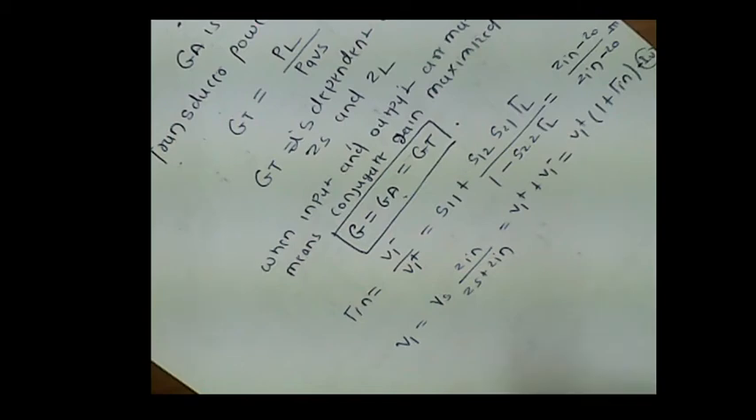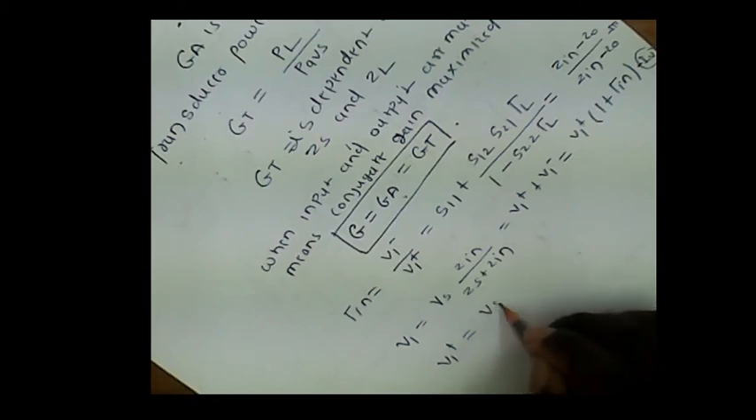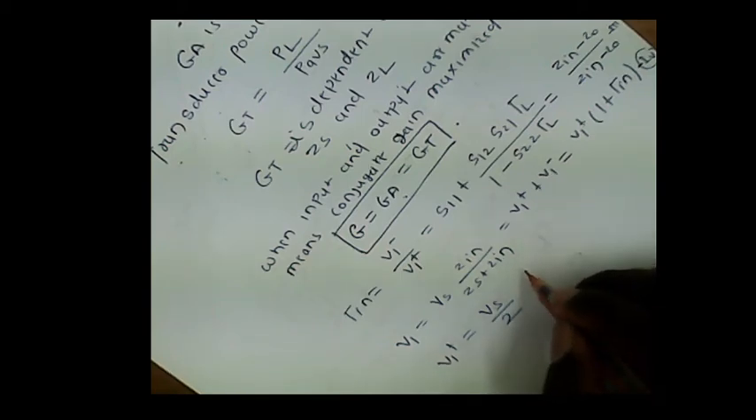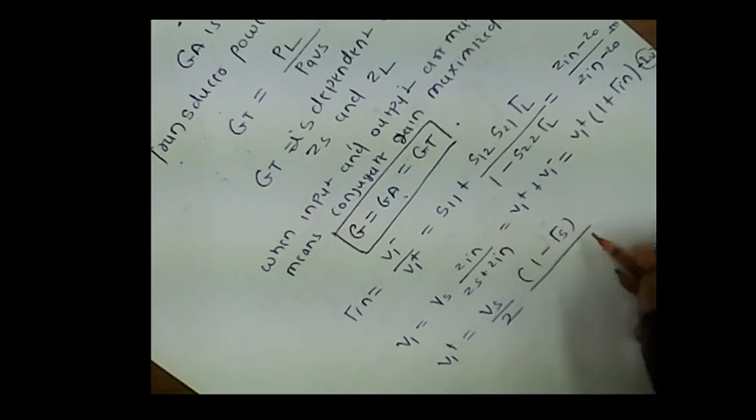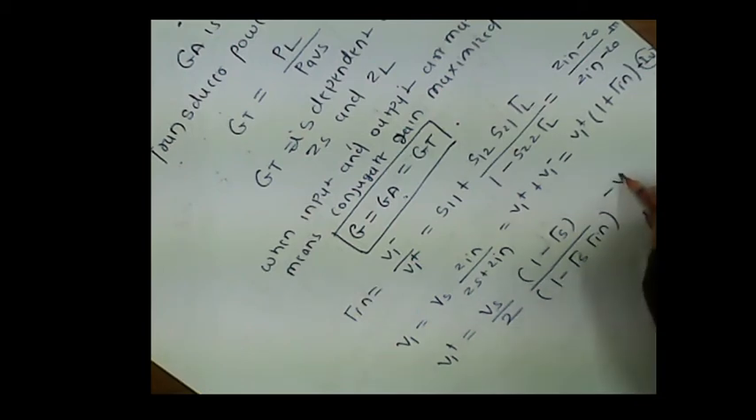So we can calculate V1 plus in terms of source voltage. So Vs divided by 2, 1 minus gamma s, where gamma s is the reflection coefficient from the source, divided by 1 minus gamma s into gamma in. So this is equation number 5.